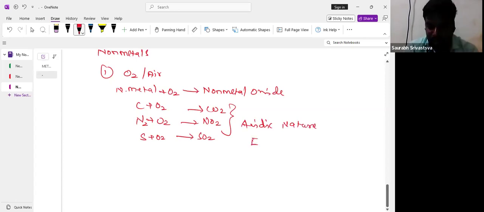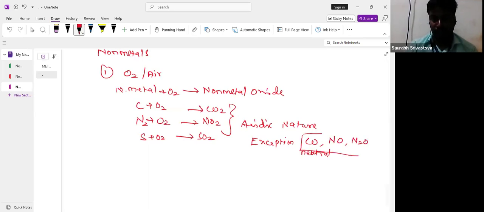Here there is an exceptional case. What is the exceptional case? CO is a neutral oxide. It is not an acidic oxide, it is not a basic oxide, it is neutral. CO, NO, N2O are all neutral oxides. If they ask a question, whether carbon monoxide is acidic, basic or neutral in nature, you have to mark that CO is neutral in nature. CO2 is acidic in nature. It is an exceptional case.